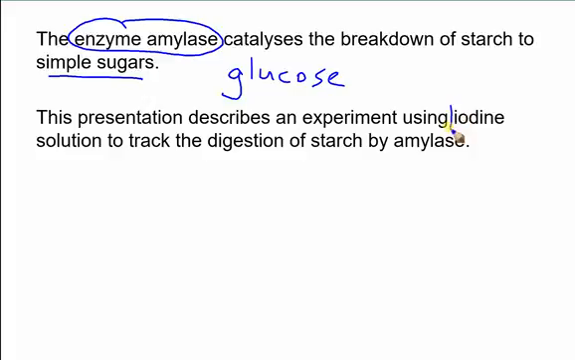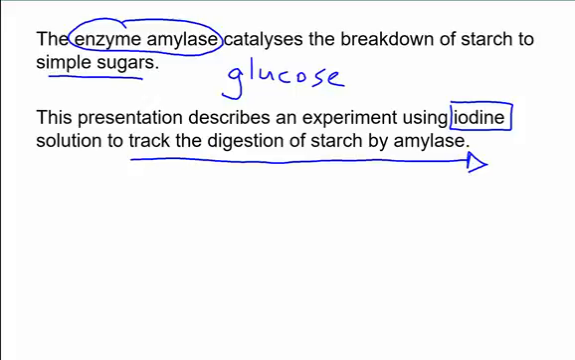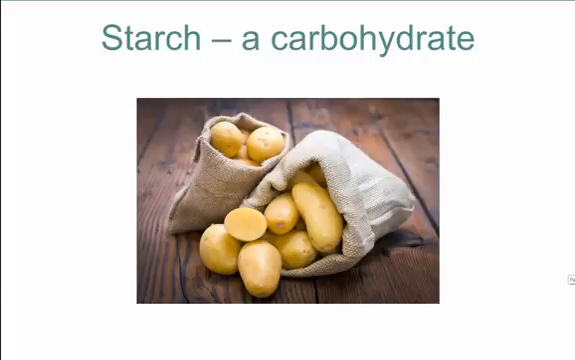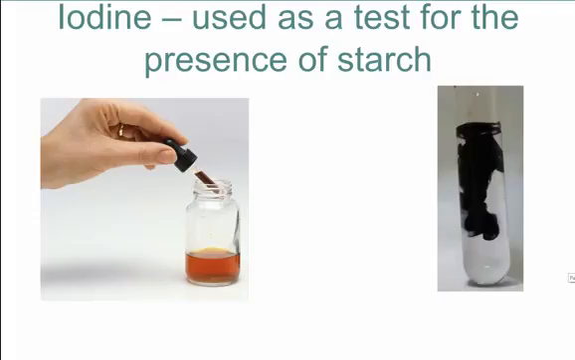The presentation is going to explain how iodine is used as a test for starch. We can use this test to track the digestion of starch by amylase. We know that starch is a type of carbohydrate. We find it in potatoes, rice and pasta. Iodine is a chemical, and one of its uses can be to test for the presence of starch. So it's known as the starch test.